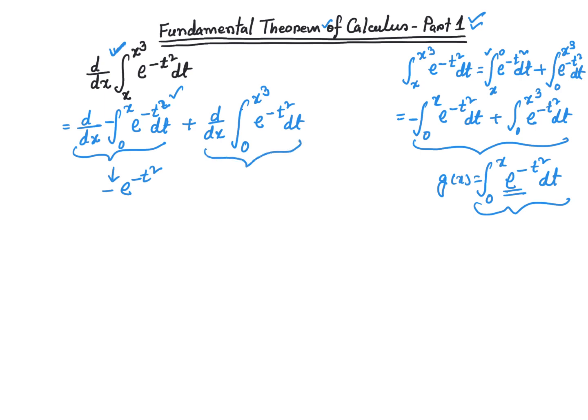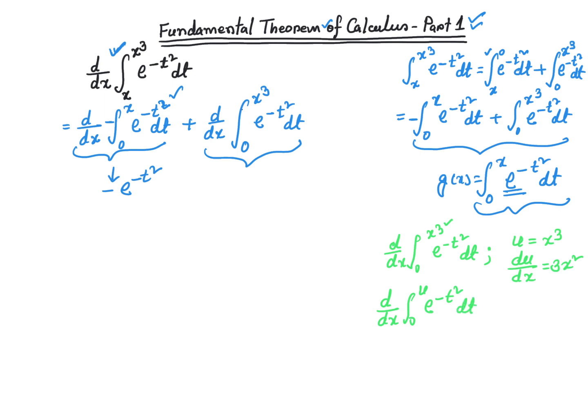So let me do that part here on the side. d over dx of the integral from 0 to x cubed of e to the power negative t squared dt. I'm going to do a little bit of substitution here. I'm going to say u is equal to x cubed. Then du over dx is going to be 3x squared. So this integral I could rewrite as d over dx of the integral from 0 to u, now just replacing x cubed by u, of e to the power negative t squared dt.